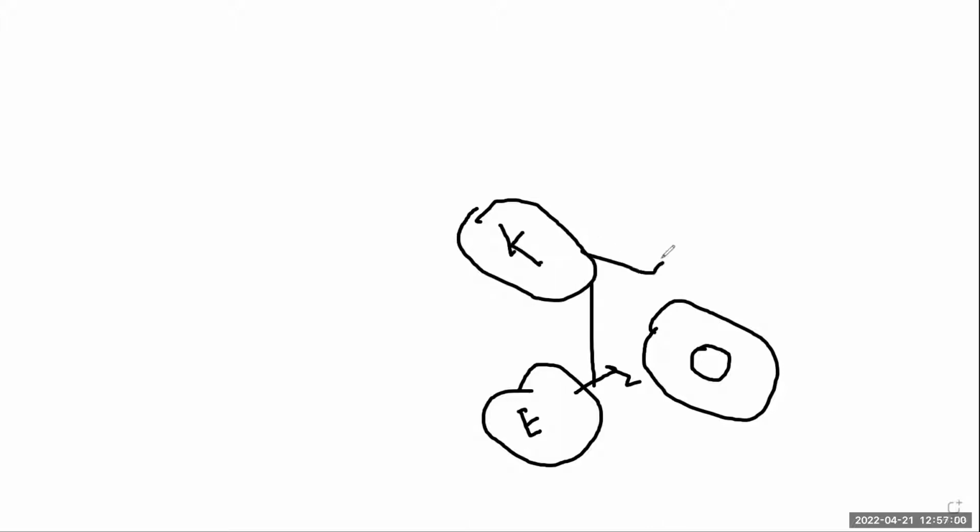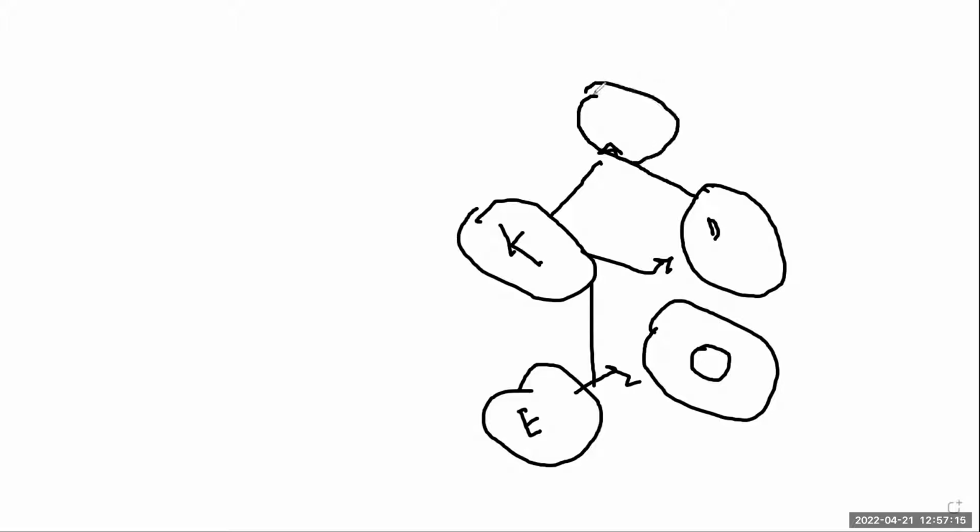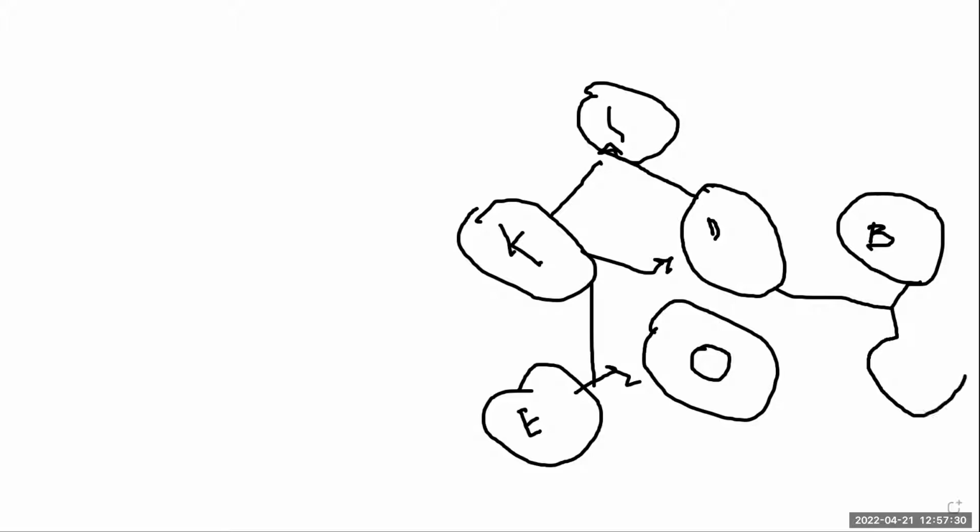Now connected to my kitchen is my dining room. They're right adjacent to each other. And then both the kitchen and the dining area have access to my living room. Now off the dining room is a private area, and we have a guest bedroom. And down the hall is a guest bathroom. Okay, so this is like a little bubble diagram.